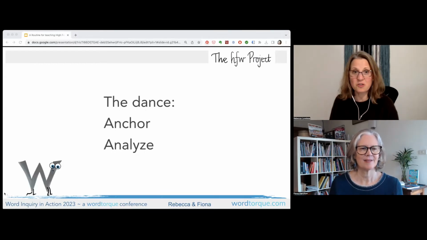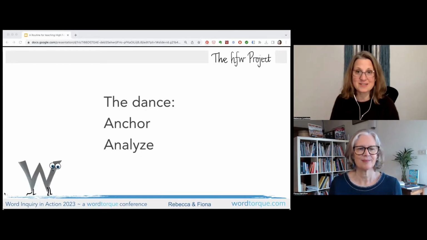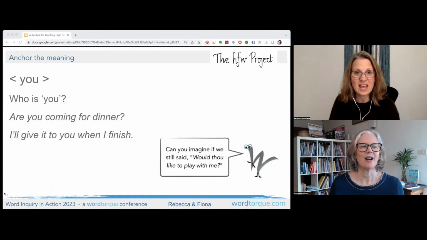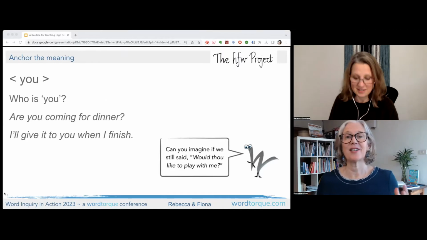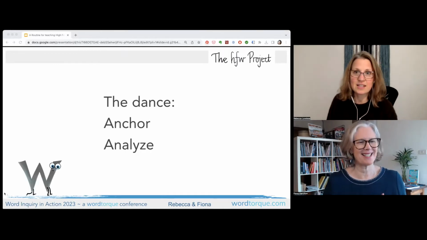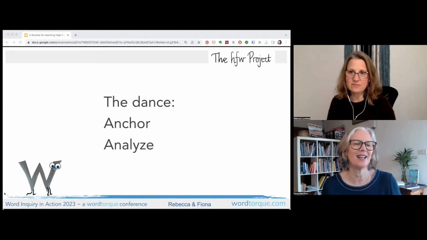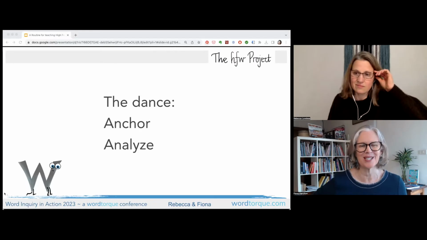So we're going to show you some examples of what we mean by this dance, weaving between anchoring the meaning of a word and analyzing the structure and the grapheme-phoneme correspondences of that word. Right. So both of these things have to happen before we practice. So, coming back to that idea that the practice comes after we have really developed a solid understanding of the word or the words.